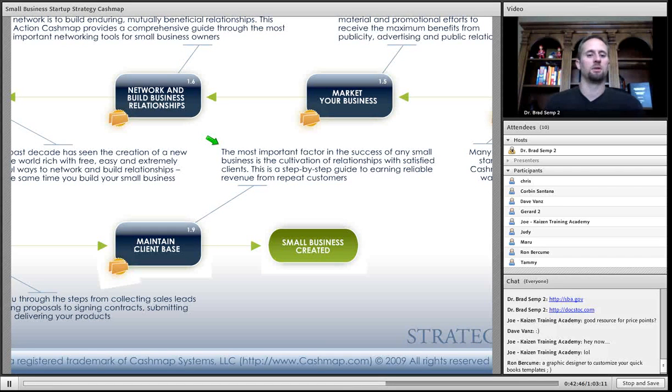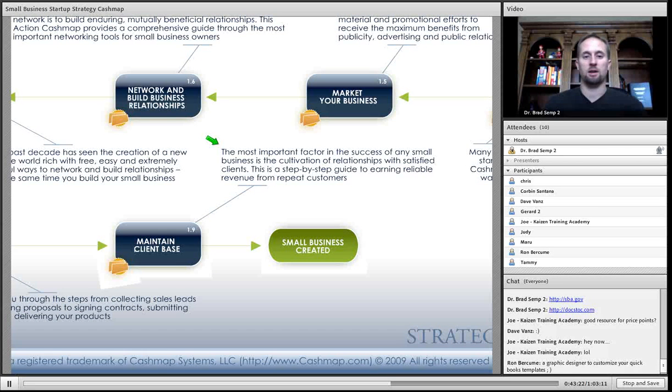Bingo. Absolutely spot on. You absolutely must be able to develop relationships with prospects, convert them into paying clients or customers, and then provide them consistent and reliable value to turn them into repeat customers. And that's what we talk about here in 1.9, maintaining a client base, making sure that you understand the steps that are necessary to do that.